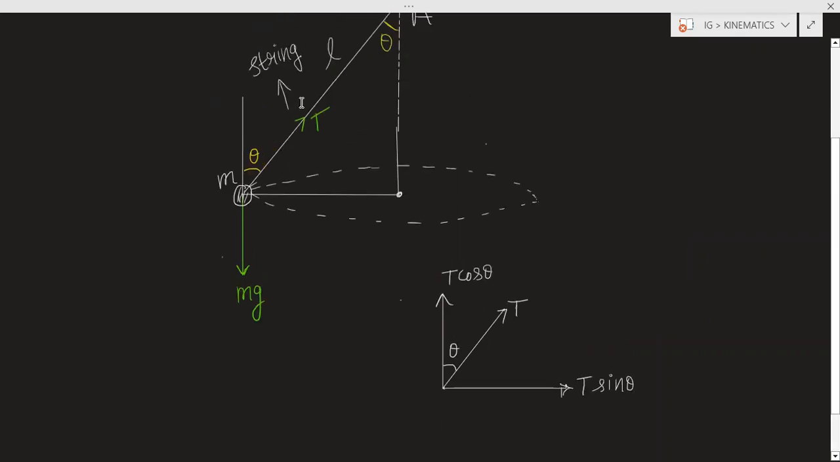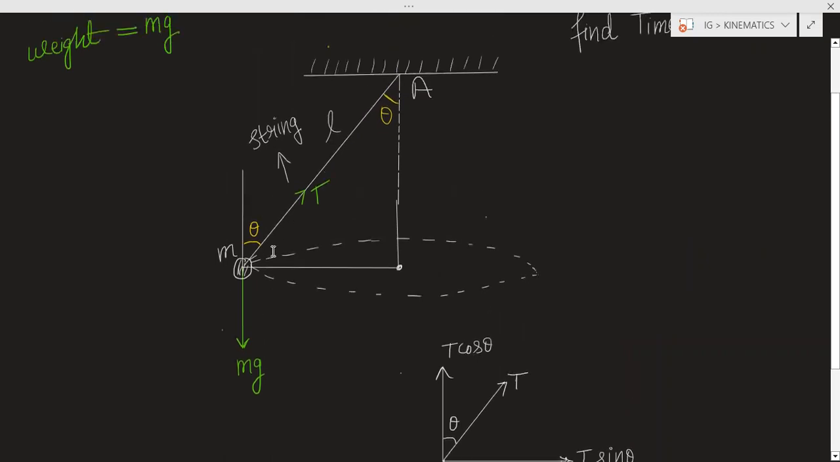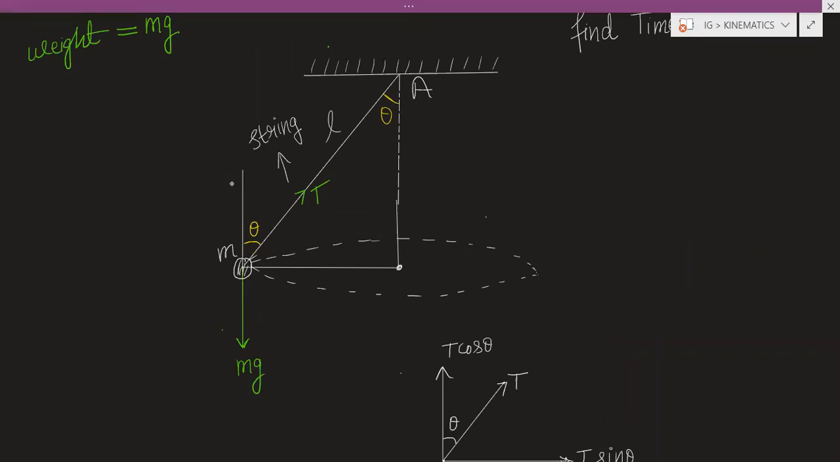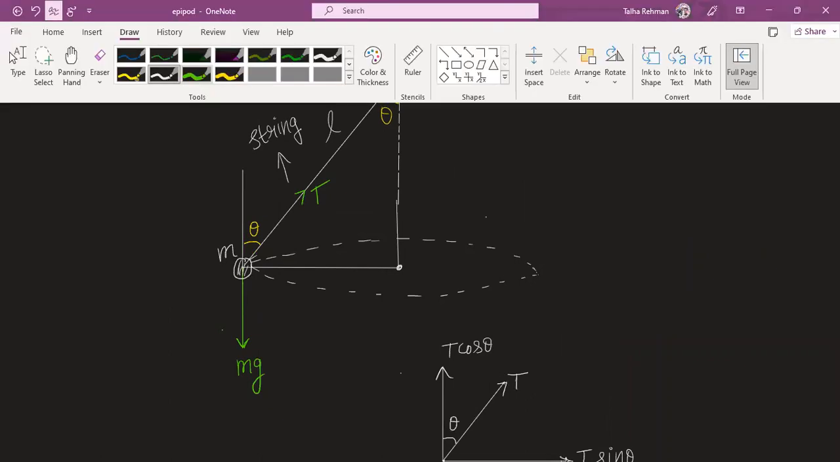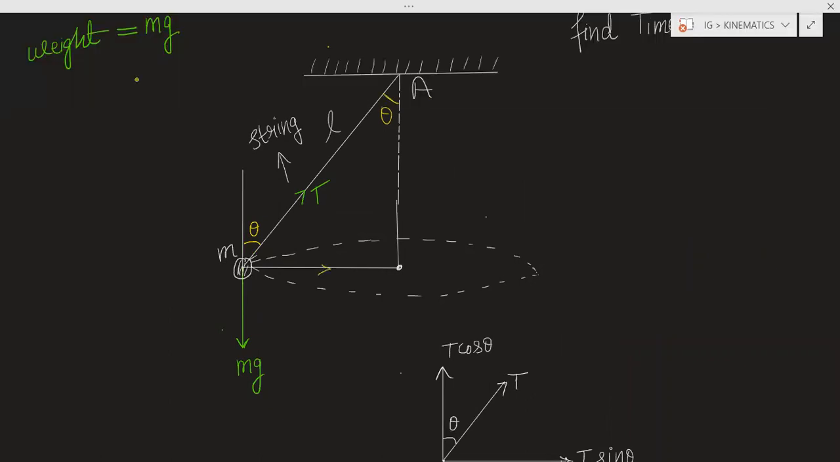Okay. Now this is the tension force. You can just break this tension force along this and along this. So now, first calculate the component of the tension force in this direction. This is T. Along this direction, the component of the tension force will be T cos theta, and in this direction, it will be T sin theta.